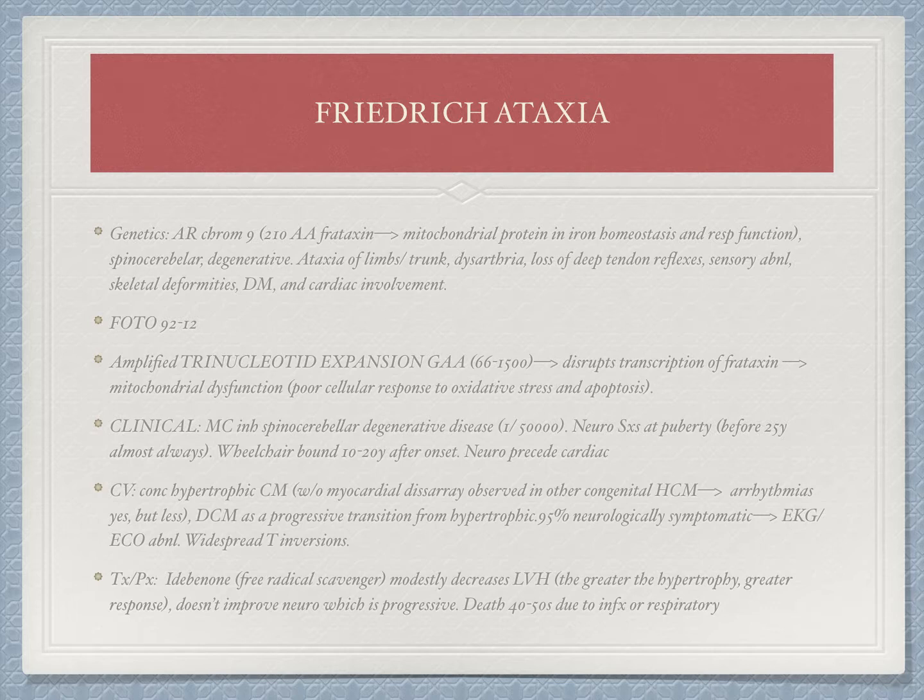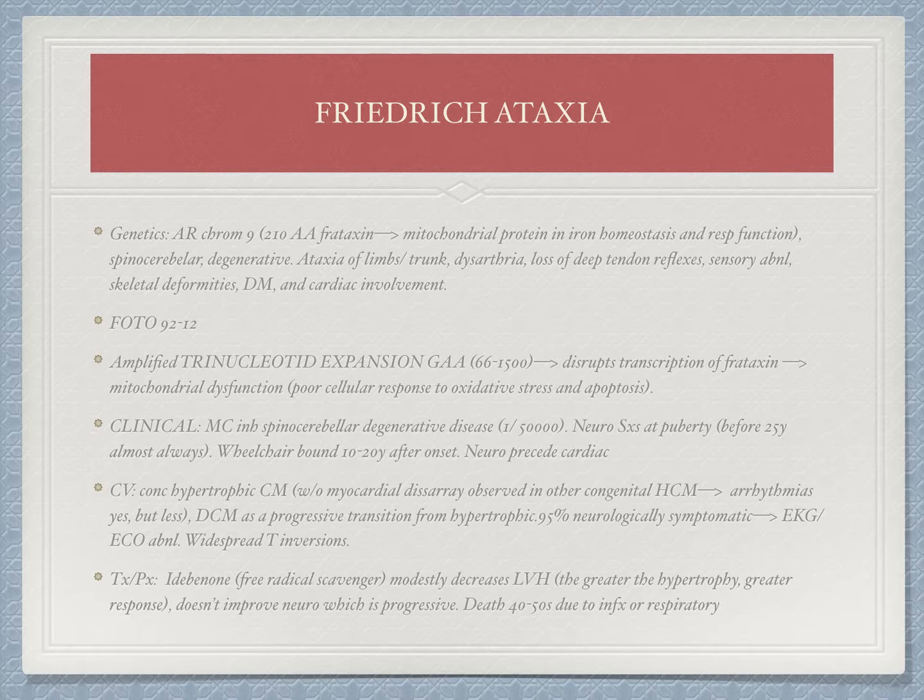So this disease is a trinucleotide repeat expansion of GAA, and it is the most common inherited spinocerebellar degenerative disease. It is associated with dysarthria, ataxia of the limbs, loss of deep tendon reflexes, sensory abnormalities, skeletal deformities, diabetes, and cardiac involvement.